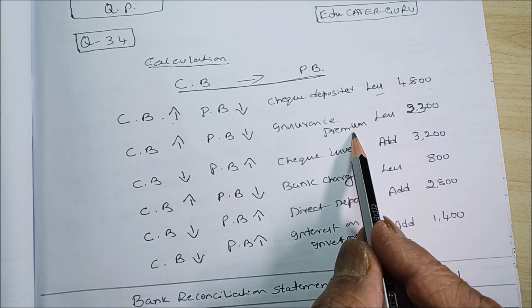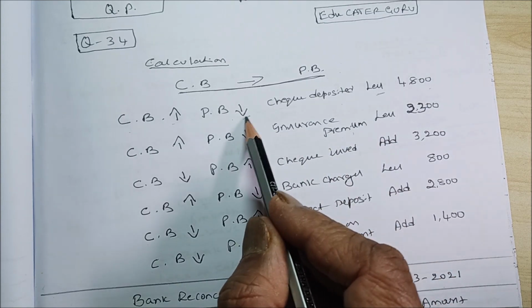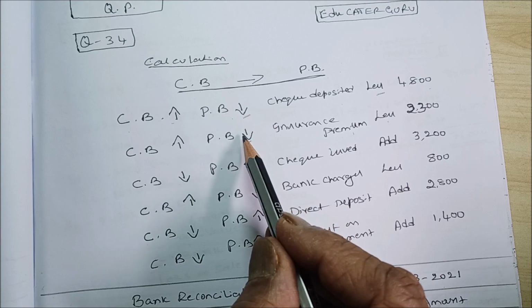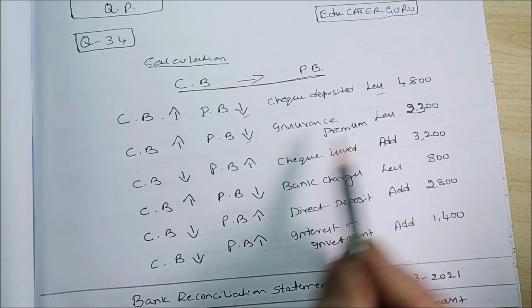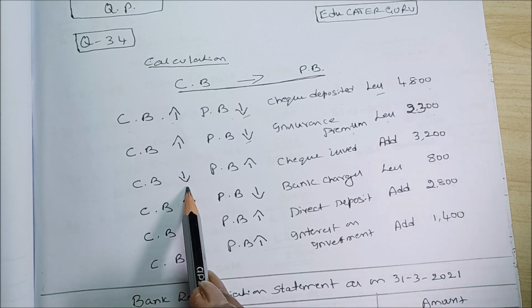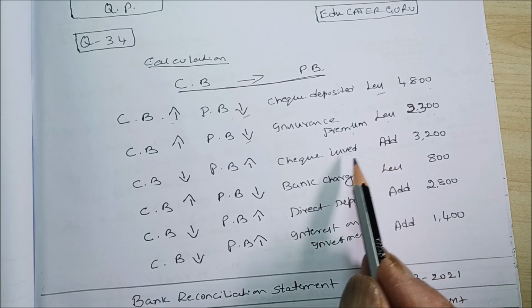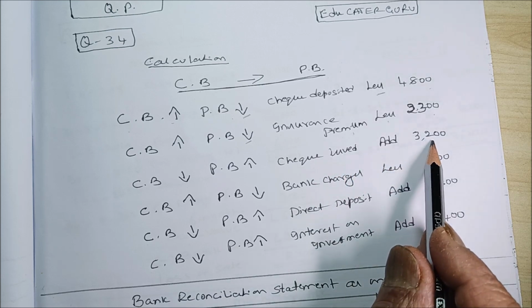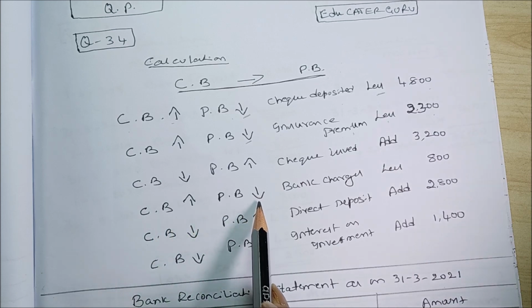Cash book balance is showing more, passbook balance is showing less. Insurance premium, it has been paid by the bank. So here you see, if the arrow is down, it is less. If the arrow is upward, it is add. So less 2,300. Cash book balance is showing less, but passbook balance is more. Check issued. That means you have issued a check, the person has not taken the money. Add 3,200. Cash book balance is showing more, passbook balance is showing less.